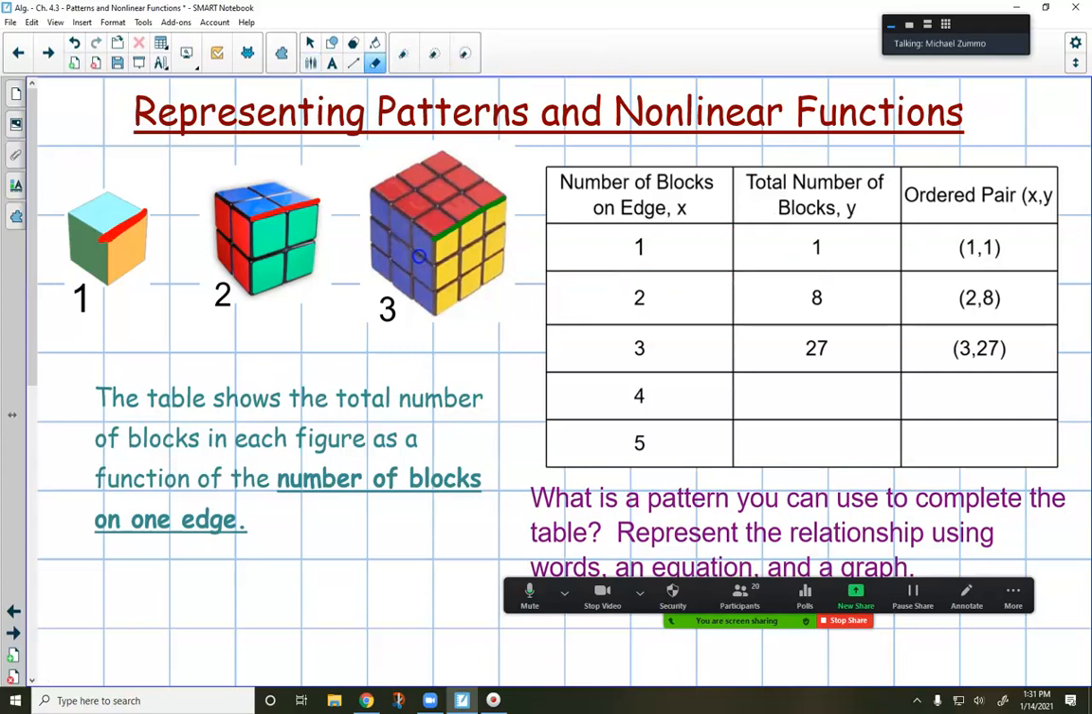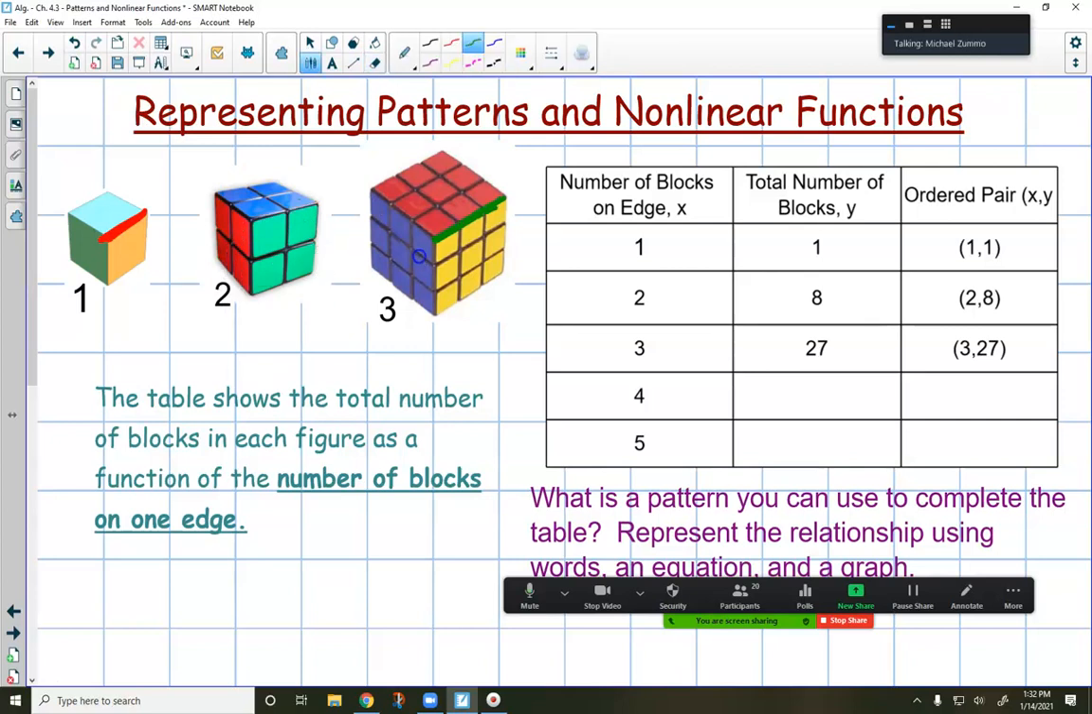In the second figure, right, we said 2 blocks on one edge. Okay, total number of blocks is 8 total. This one, this one, this one, this one. We can see the top 2 here, and then there's 2 back here. All right, so there's 8 total blocks there.